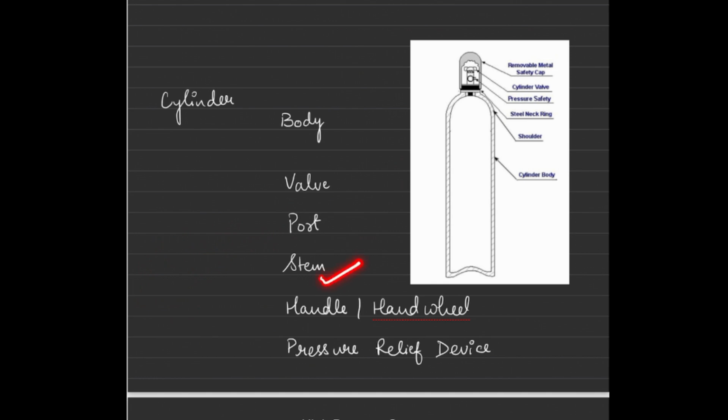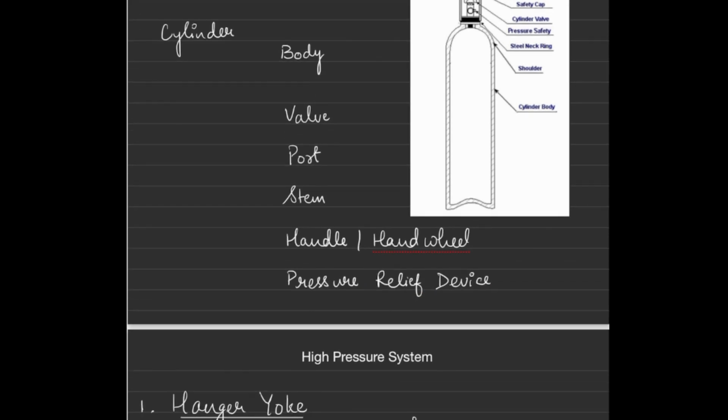Then we have the stem. Stem rotates. Stem helps in opening of the cylinder, and the cylinder is opened using a handle or key. Then we have the pressure relief device. As we have discussed earlier, the pressure relief device vents out pressure into the atmosphere in case of increased pressures.